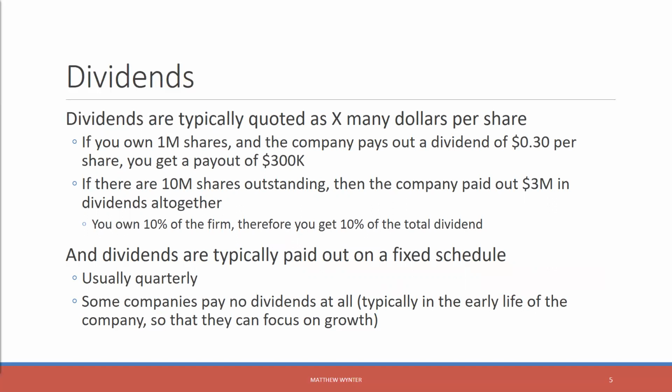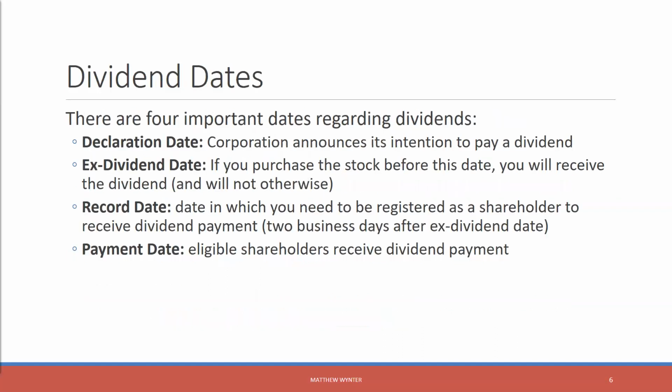Any dividend paid out is usually going to occur on a fixed schedule. Typically these will be quarterly, and sometimes companies will pay no dividend at all. This is very common for firms that are in early life and that want to focus on growth, that basically, instead of giving cash to shareholders, would rather retain that cash and reinvest it as a way for the company to grow.